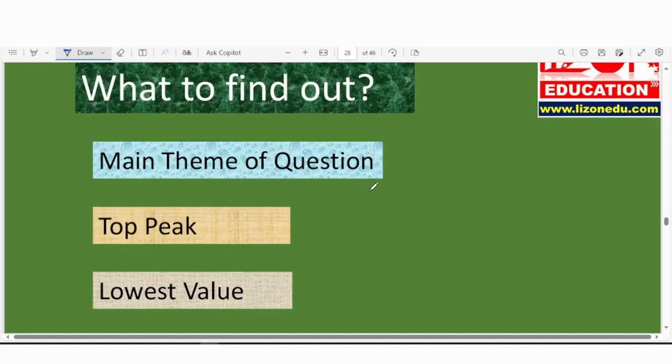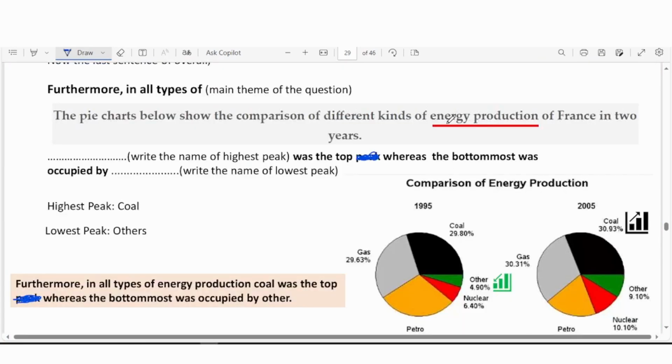Let's go. To write the next sentence, you need to find out 3 things. Number 1, main theme of the question. Number 2, top value. Number 3, lowest value. These are the 3 things you want to find out before you start writing. So let's go and find that out. Here you can see the main topic is energy production. That I have already told you in the introduction, right? They're talking about energy production all the way. So this is our main topic. And which one is the top value? Coal is your top value, right? No one is more than coal. And then other is your lowest value. You're done. The 3 things you needed to find out, you have found out: energy production, coal, and other.